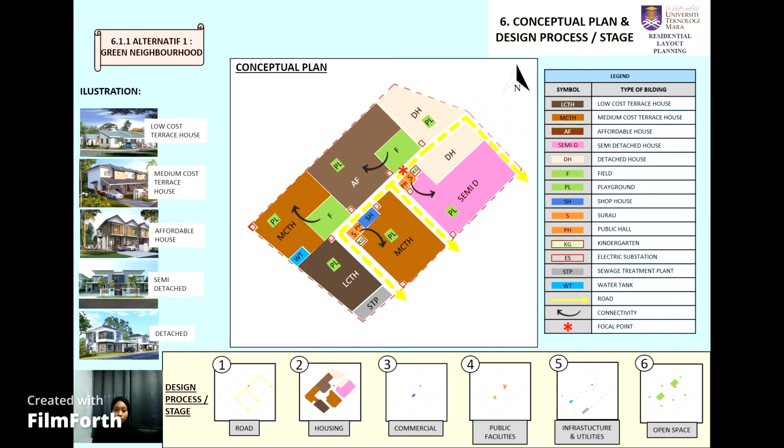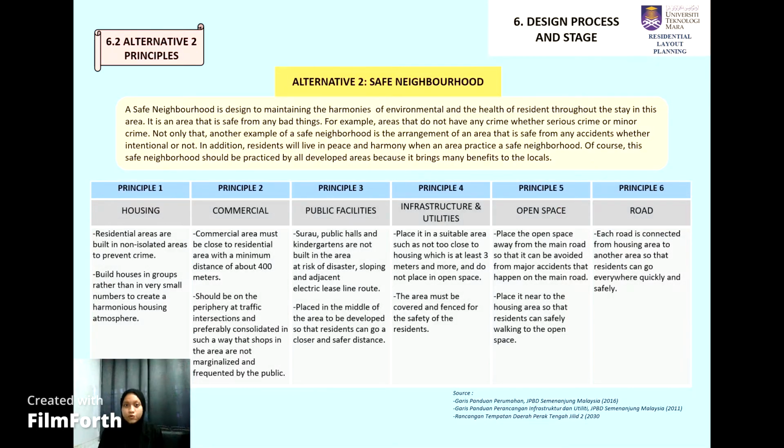This slide shows a conceptual plan of Alternative 1. Alternative 2 is safe neighbourhood. A safe neighbourhood is designed to maintain the harmony of the environment and the health of residents throughout their stay in this area. It is an area that is safe from any bad thing, for example, areas that do not have any crime, whether serious crime or minor crime.